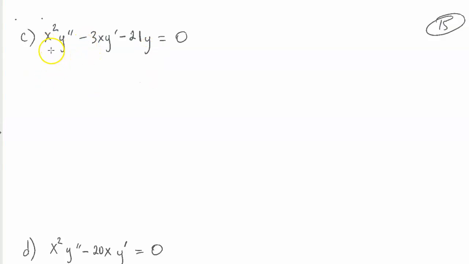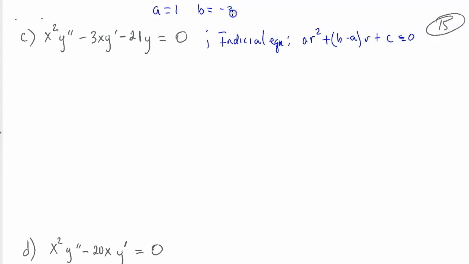So for our next equation, we're going to pretty much do the same thing as we've done before. Our indicial equation is going to be a times r squared plus b minus a times r plus c equals 0. And of course, a in this case is going to be 1, b is going to be minus 3, c is going to be minus 21. So we go and plug in all that information.